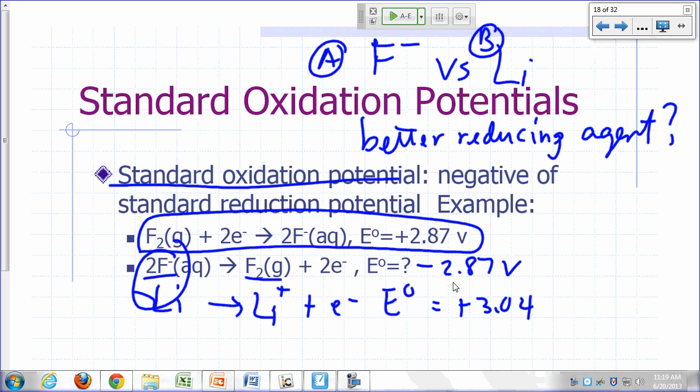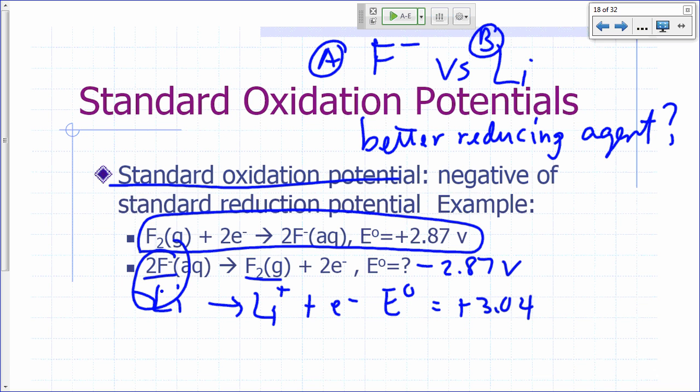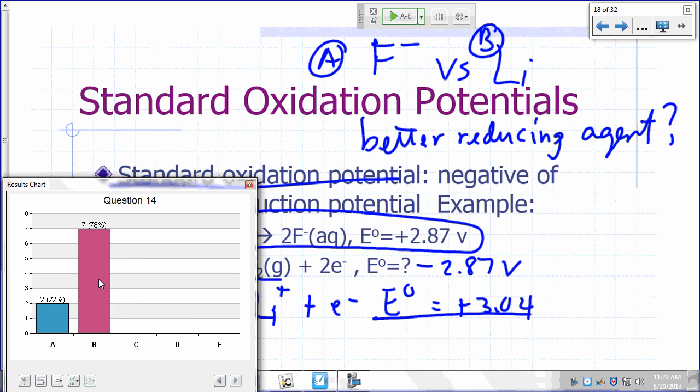You don't even have to look up these numbers. What do you know about metals? They like to give away their electrons, right? Metals have a greater tendency to lose electrons. Metals have a greater tendency to get oxidized. So lithium has a greater tendency to get oxidized. That is your better reducing agent. Let's see how we did. Good.